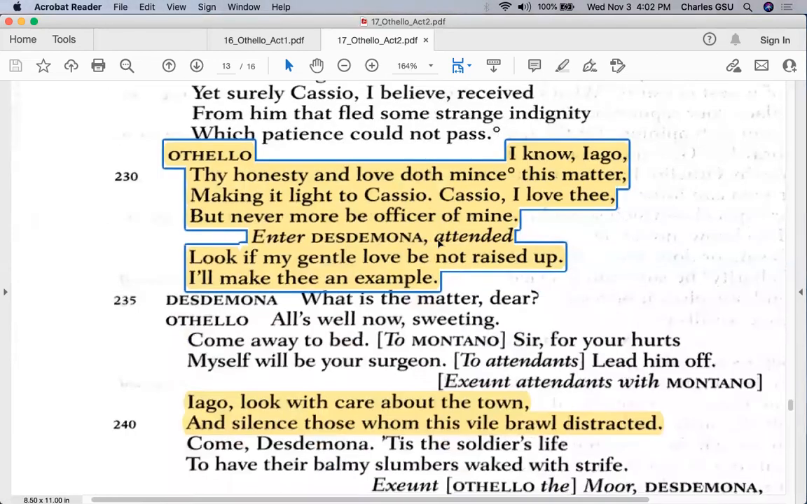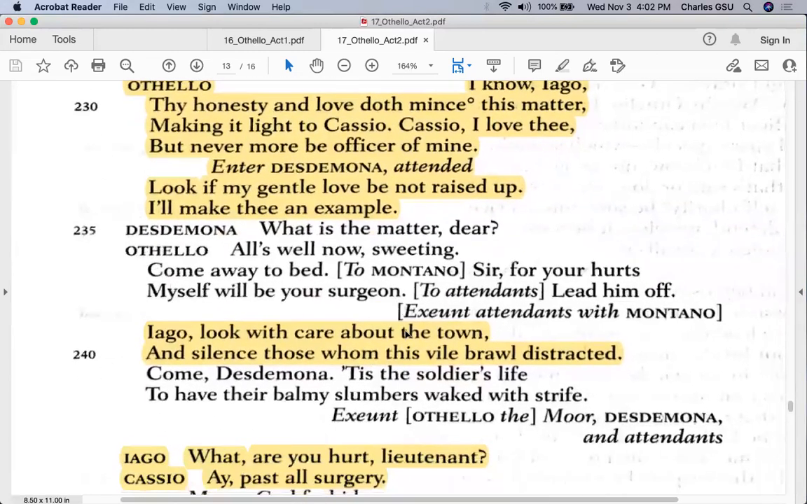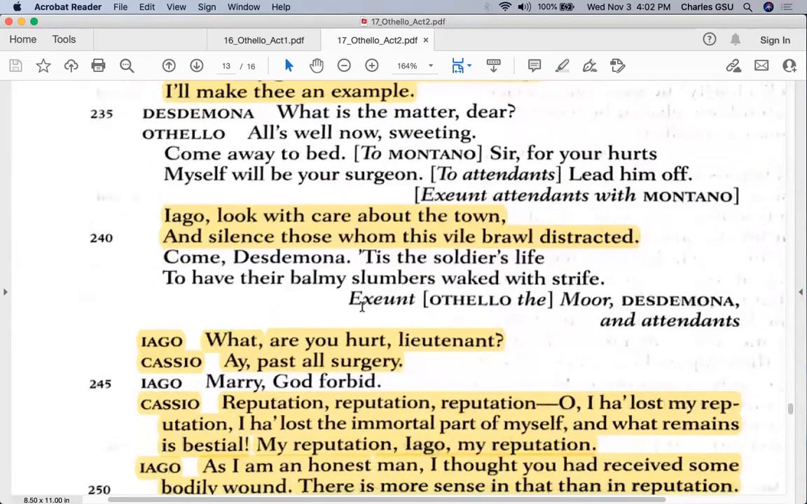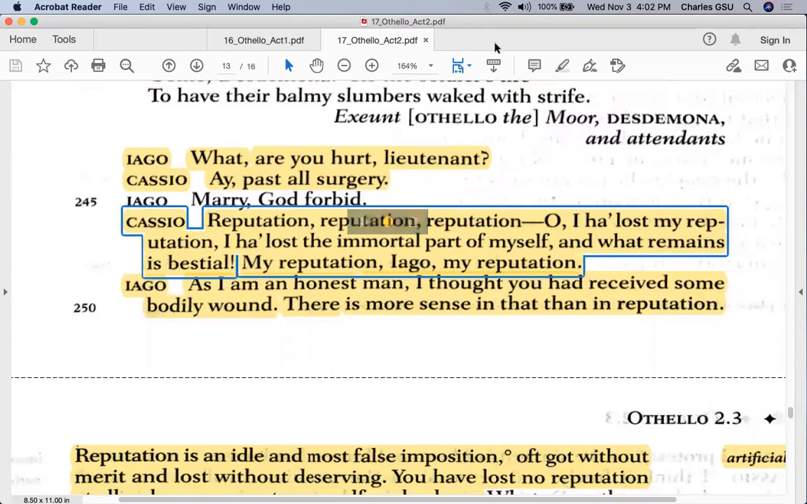And then Desdemona has eventually gotten roused and woken up, and she's now downstairs, and Othello sees this and he says, "Look, if my gentle love be not raised up, I'll make thee an example." And he, in the film anyway, hits Cassio. All of this results in Cassio lamenting his reputation.